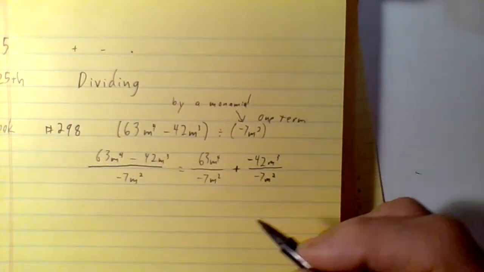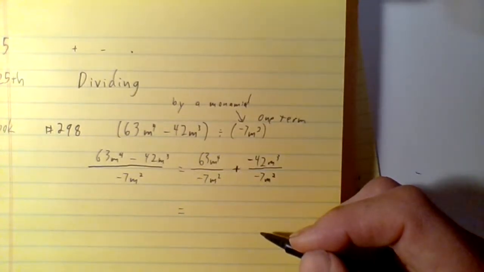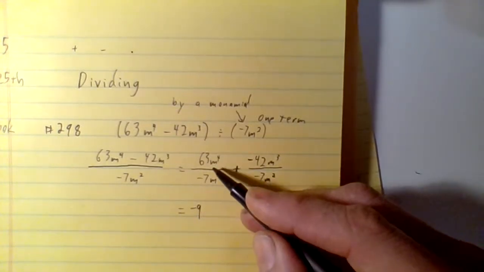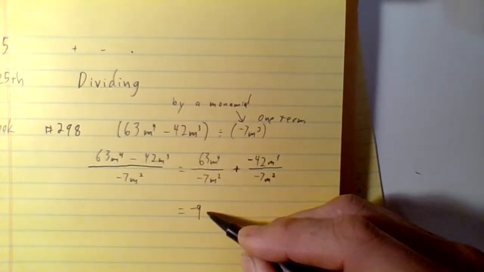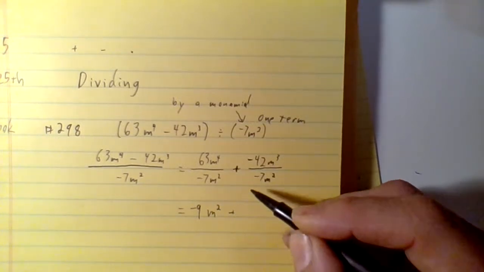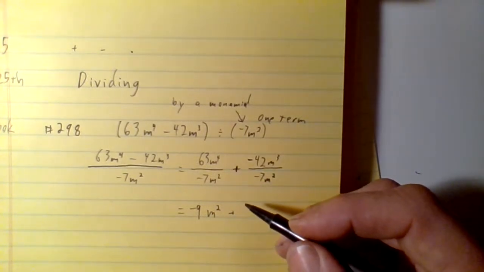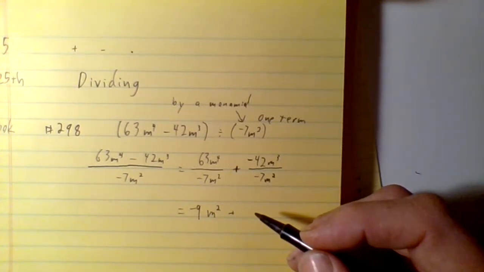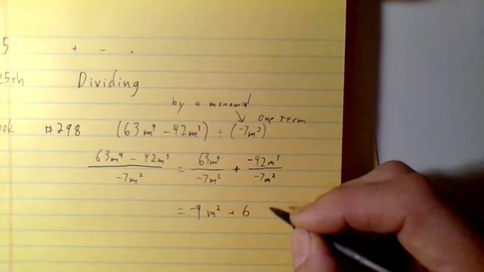So now that's just turn that into regular simplify things. We just divide these out using exponent properties. That's 63 divided by negative 7, and that's m to the fourth divided by m squared. Exponent 4 minus 2 is 2. This one's negative divided by negative. That's negative 42 divided by negative 7. Which is positive 6. M to the third over m squared is m.